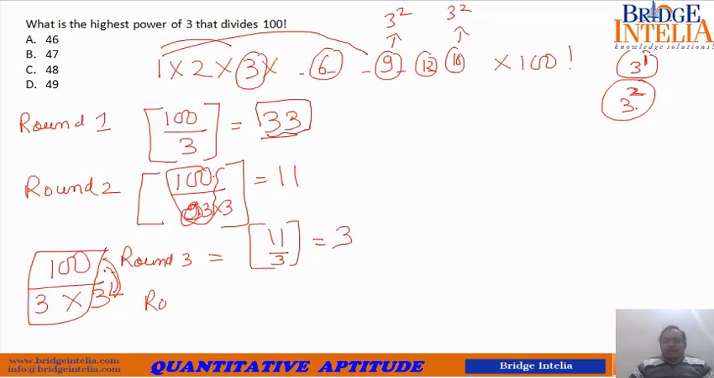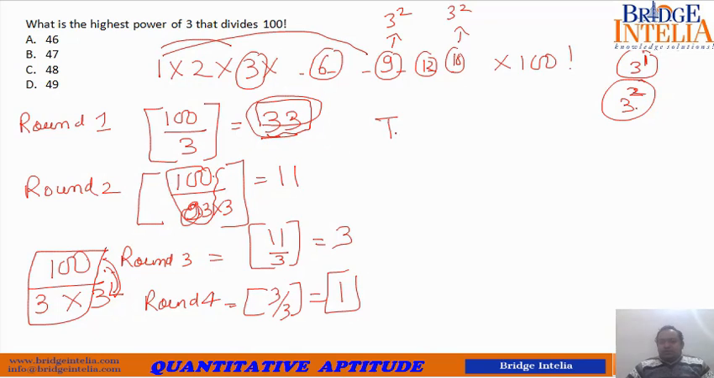So 3 in round 4, 3 divided by 3. That means 1 more power will be available. So just solve the first one and keep dividing by 3. Don't take baby steps. So total powers 33. So I solved the first one. So 100 by 3, so 33.